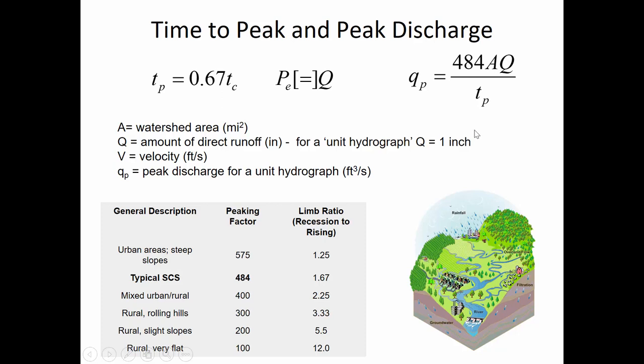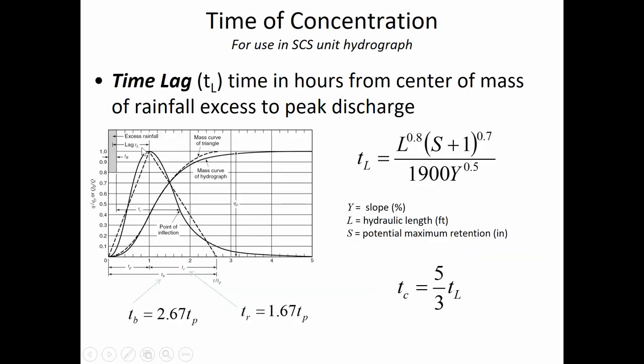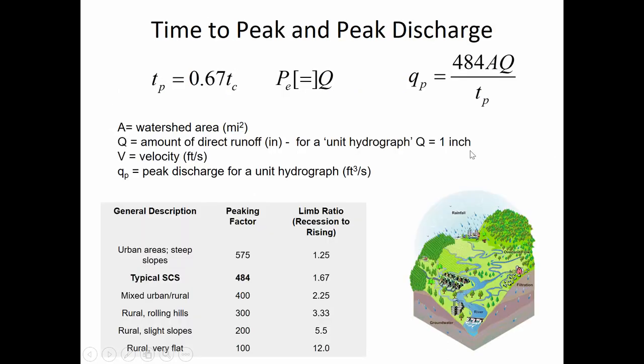One other thing I wanted to tell you about is that there's a peaking factor that's also based in addition to the curve number. The overall peak runoff can depend on slope characteristics and how urbanized a watershed is. And so we're going to use this typical SCS peaking factor of 484, but if you have an urban area, you can increase the amount and sort of raise the peak of that runoff even further beyond that which is predicted by the lag time.